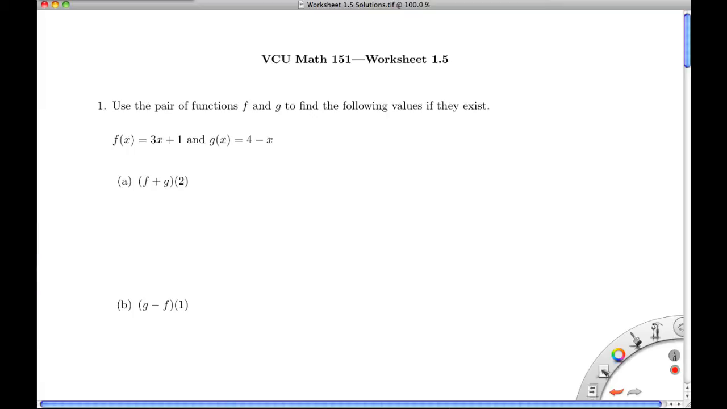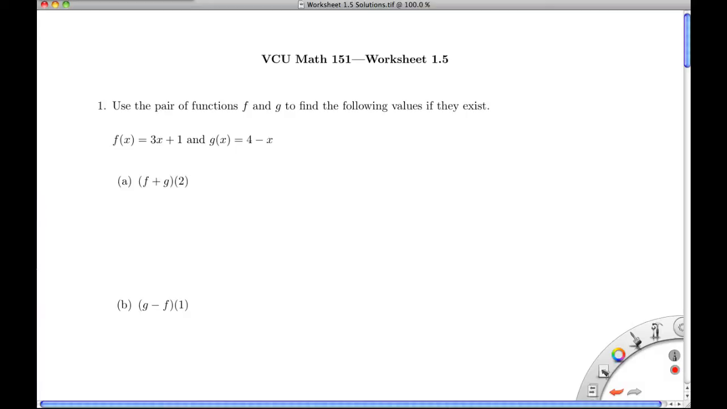Hey everyone, so these are the solutions to worksheet 1.5 on function arithmetic. Starting off with number 1, we're given two functions f and g and are asked to perform a variety of operations that involve combining the two functions and evaluating them. For part A, we're asked to find f plus g of 2.